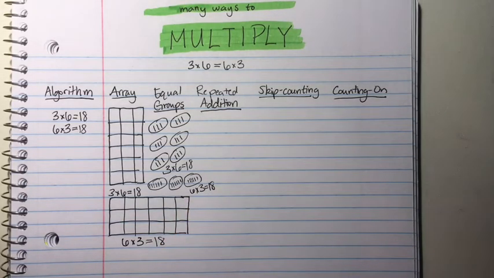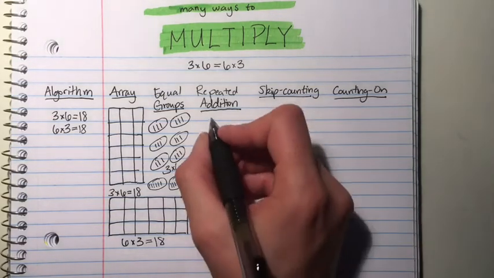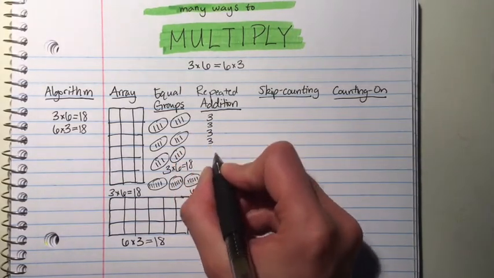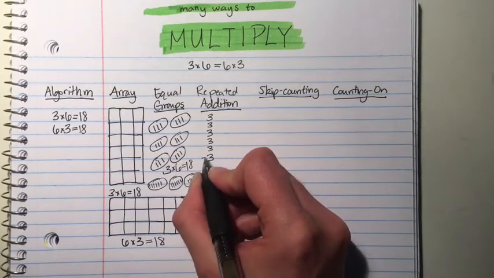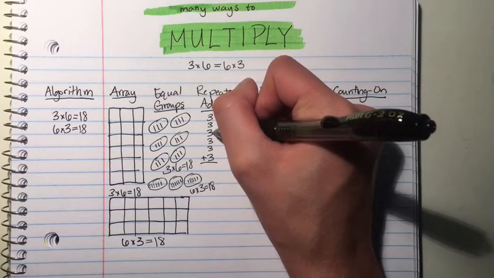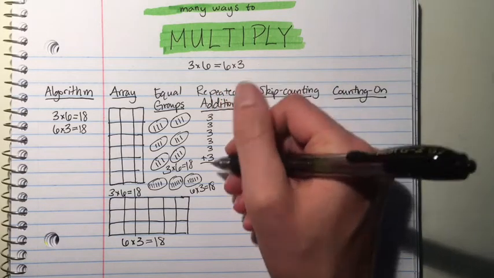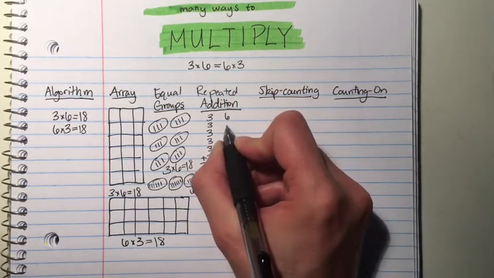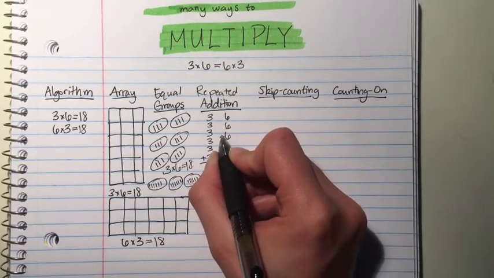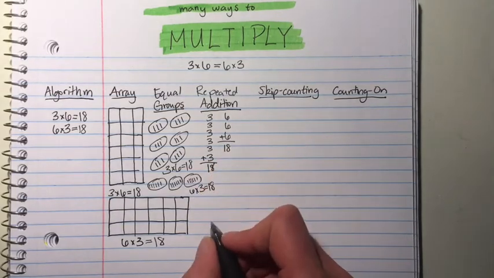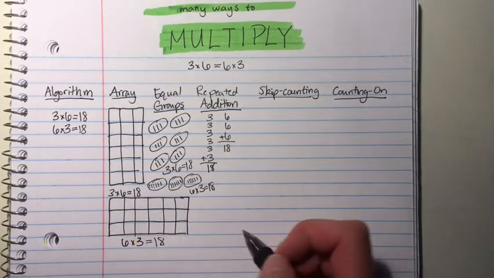Now let's try repeated addition. This is where we're going to just add on 3 every time until we have 6 3s. So that's 3 once, 3 twice, 3 3 times, 3 4 times, 3 5 times, 3 6 times. 3 times 6. 3 plus 3 is 6, plus 3 is 9, plus 3 is 12, plus 3 is 15, plus 3 is 18. Or I could do 6, 3 times. 6 1 time, 6 2 times, 6 3 times, add them all up. 6 plus 6 is 12, plus 6 is 18. So you see I continue to get the same answer every time.